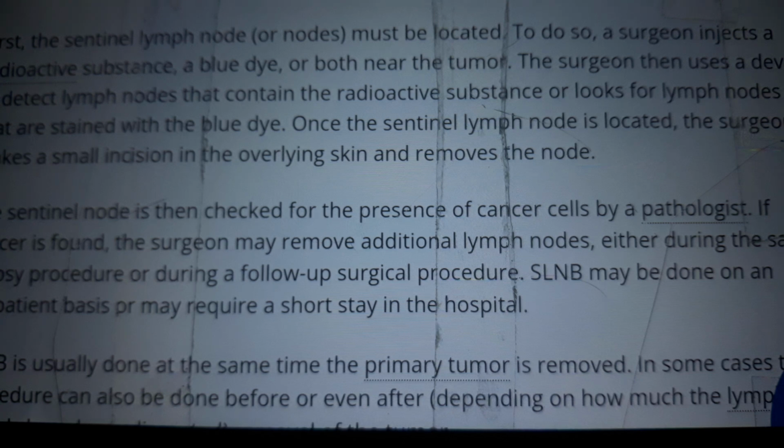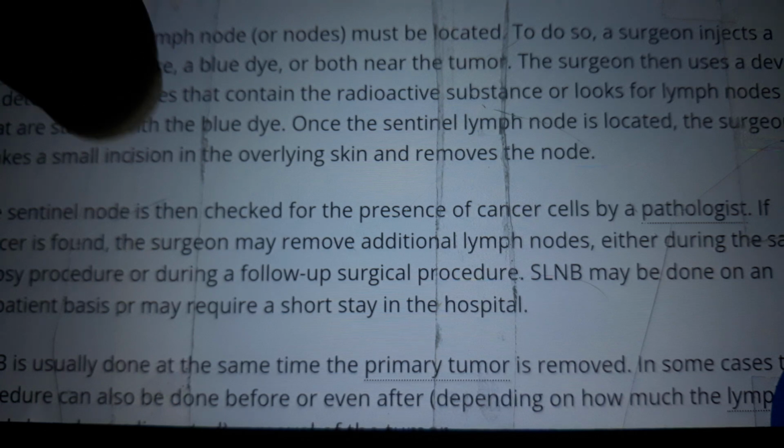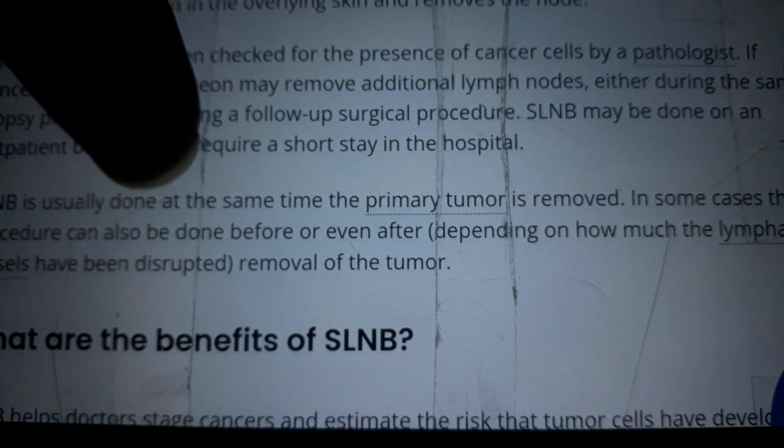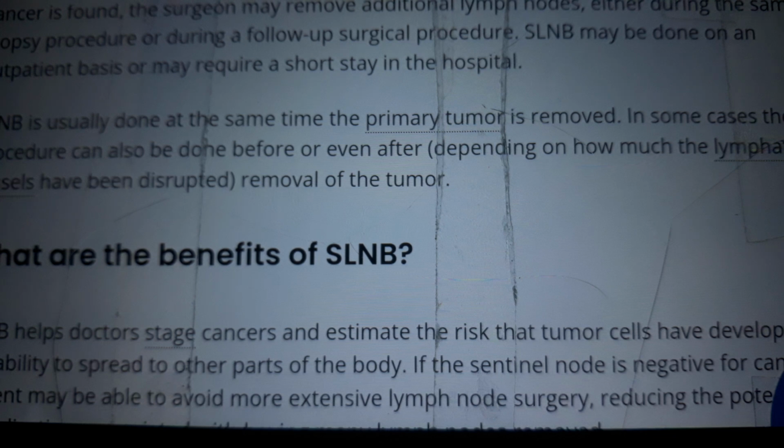Once a sentinel lymph node is located, the surgeon makes a small incision in the overlying skin and removes the node. The sentinel node is then checked for the presence of cancer cells by a pathologist. If cancer is found, the surgeon may remove additional lymph nodes, either during the same biopsy procedure or during a follow-up surgical procedure. SLNB may be done on an outpatient basis or may require a short stay in a hospital.